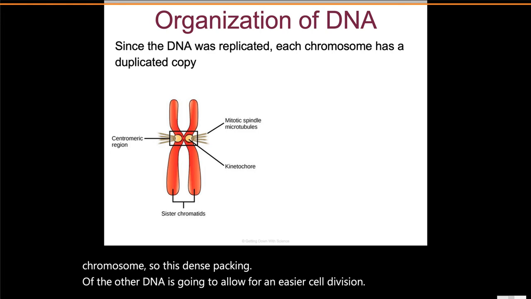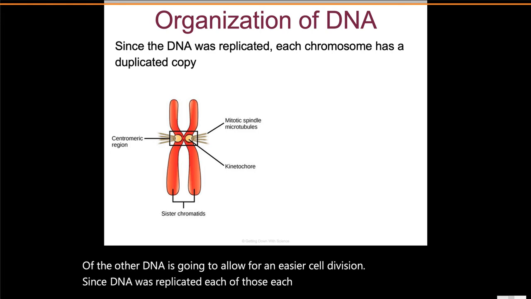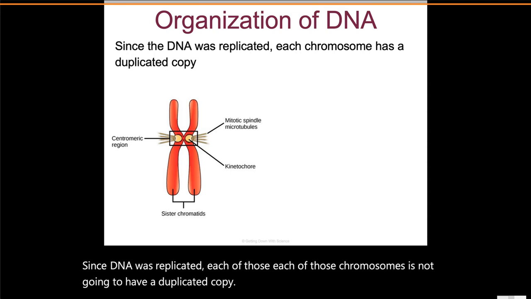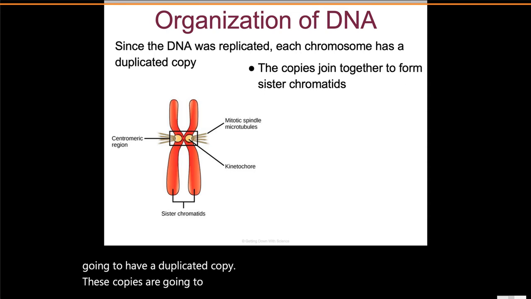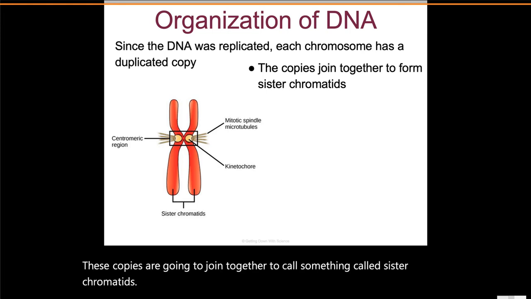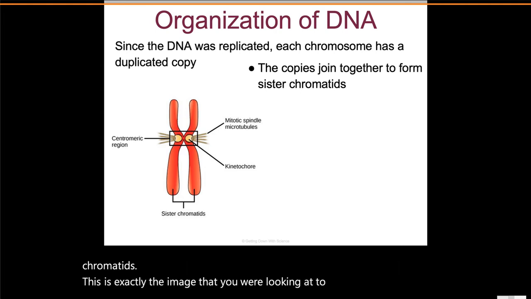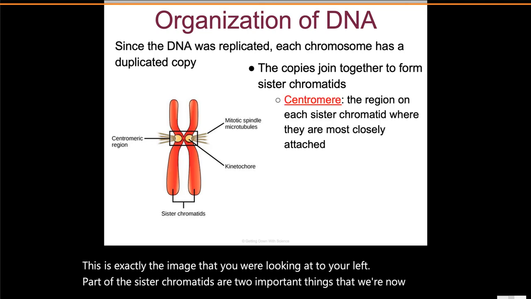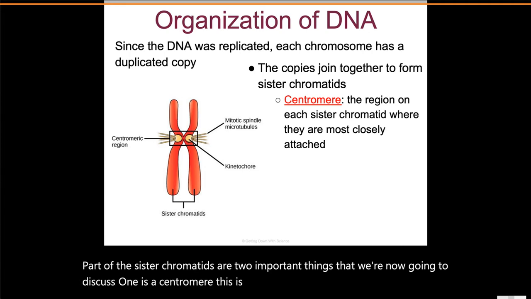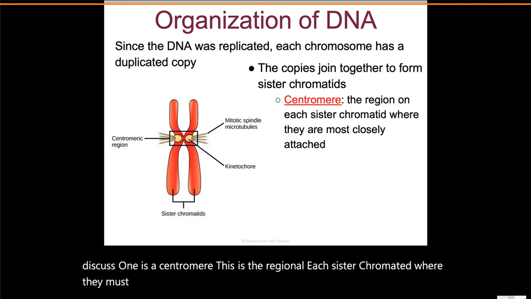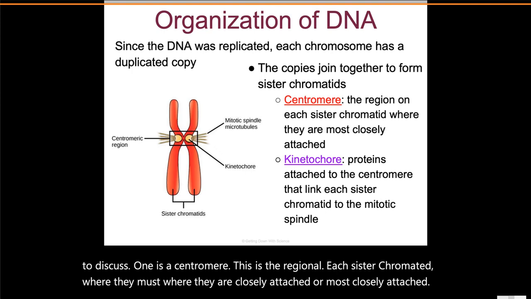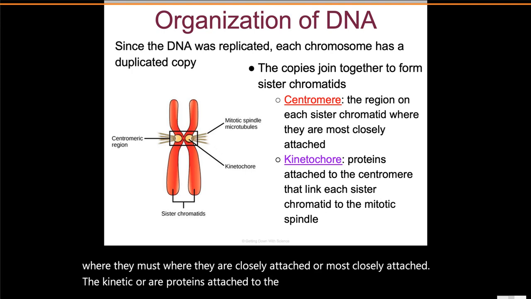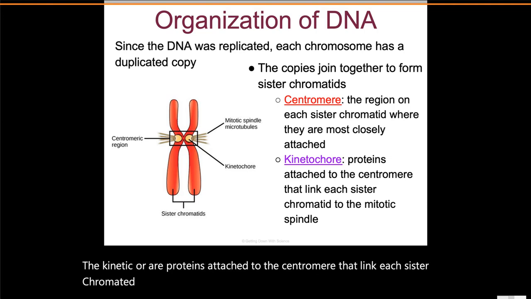Since DNA was replicated, each of those chromosomes is now going to have a duplicated copy. These copies are going to join together to form something called sister chromatids. This is exactly the image that you are looking at to your left. Part of those sister chromatids are two important things that we're now going to discuss. One is a centromere. This is the region on each sister chromatid where they are most closely attached. The kinetochore are proteins attached to the centromere that link each sister chromatid to the mitotic spindle.